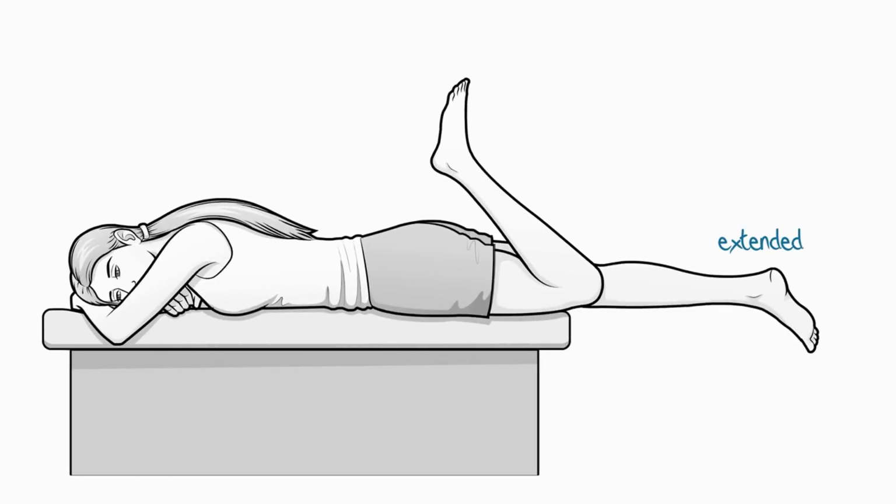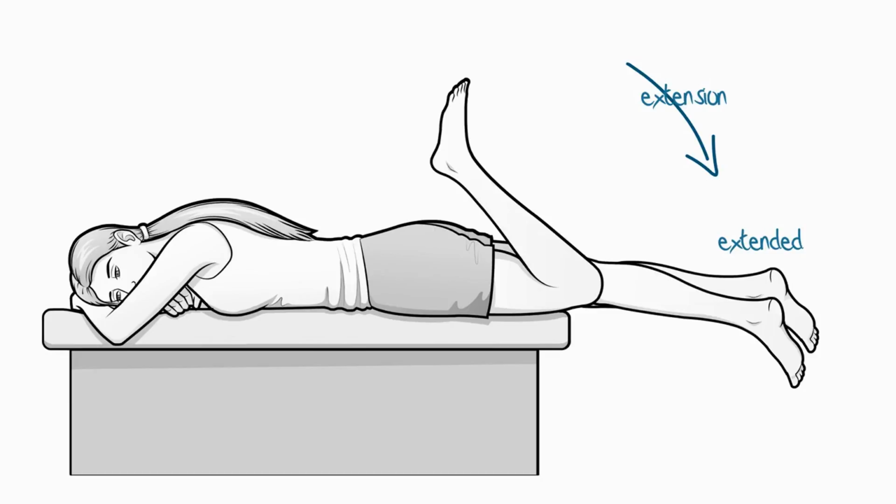When the knee is out straight, that is when it is extended. The movement towards it being out straight is called extension. If the knee can extend so much that it actually seems to bend a bit backwards, that is called hyperextension.